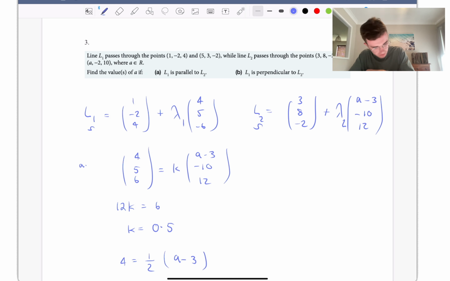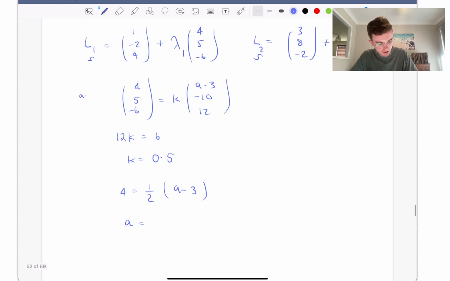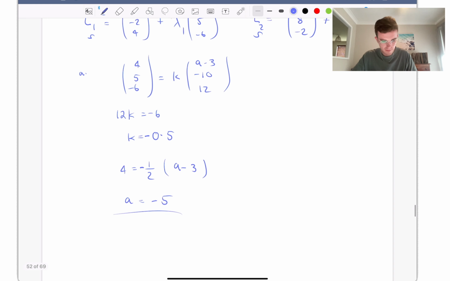So 4, 5 minus 6. Oh, that's because there's a minus there. There we go. So it's 4, 5 minus 6, which means that's minus here, which means this is minus 0.5, and that's there. And minus 8 plus 3 is minus 5. So A is minus 5.